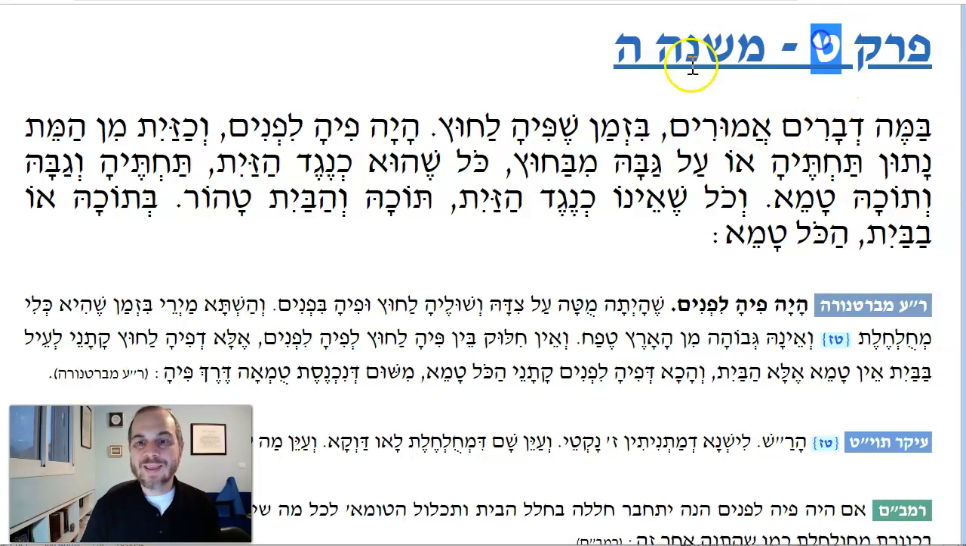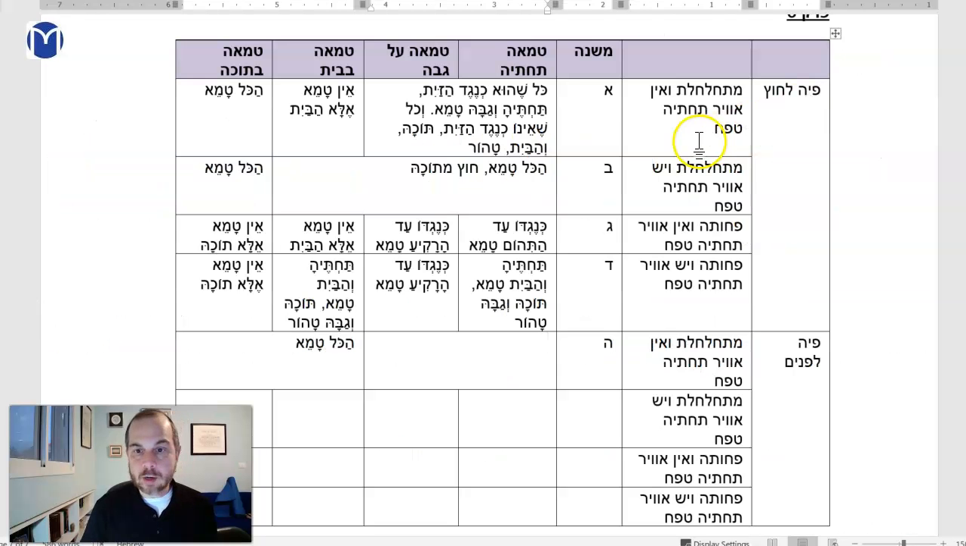We're on Oholot, Perek Tet, Mishnah Hey, the fifth Mishnah in the 9th chapter of Masechet Oholot. We're continuing to talk about the kaveret. Let's just go back to the chart, the crazy chart that we made.